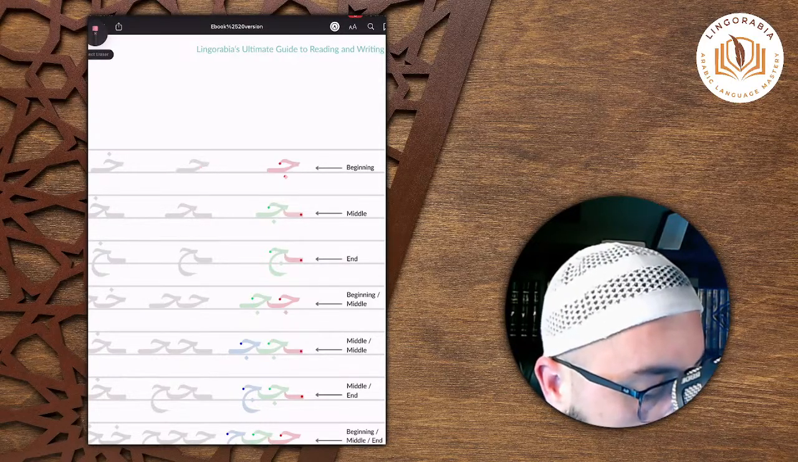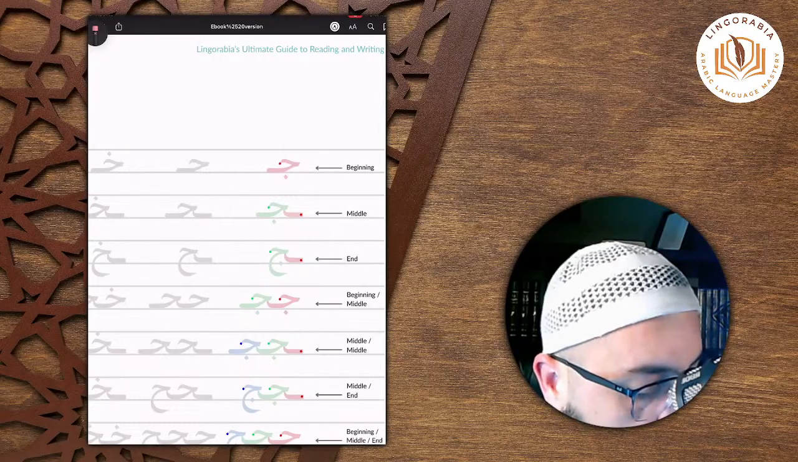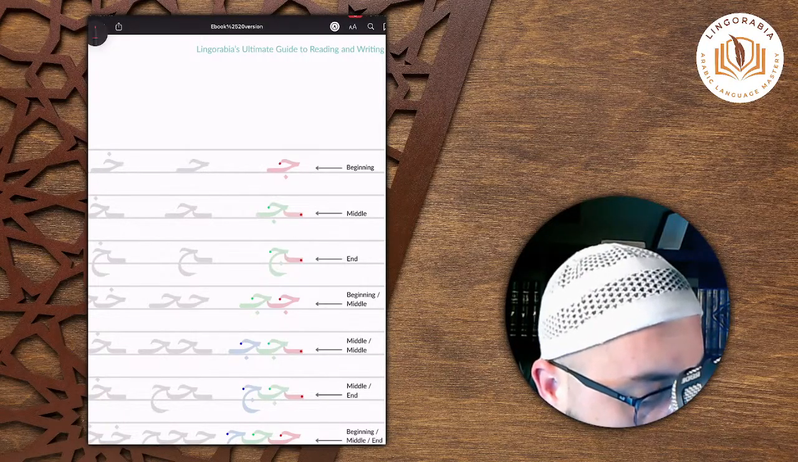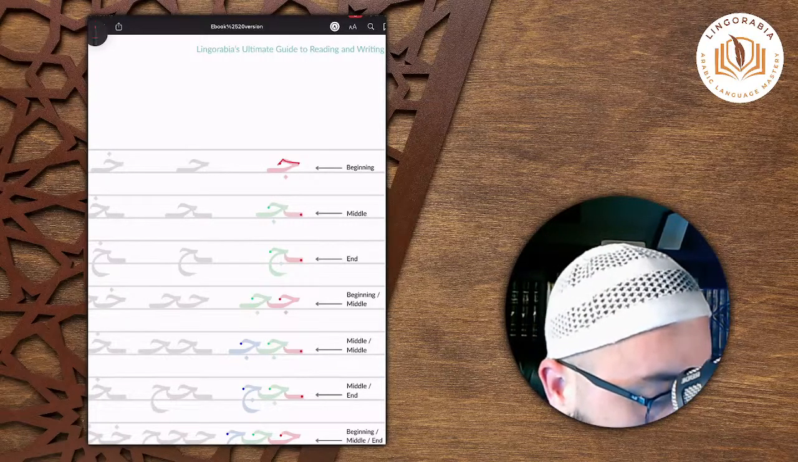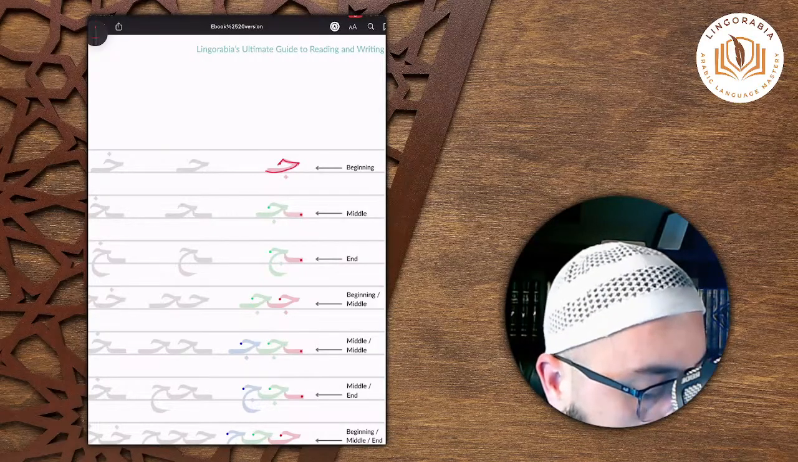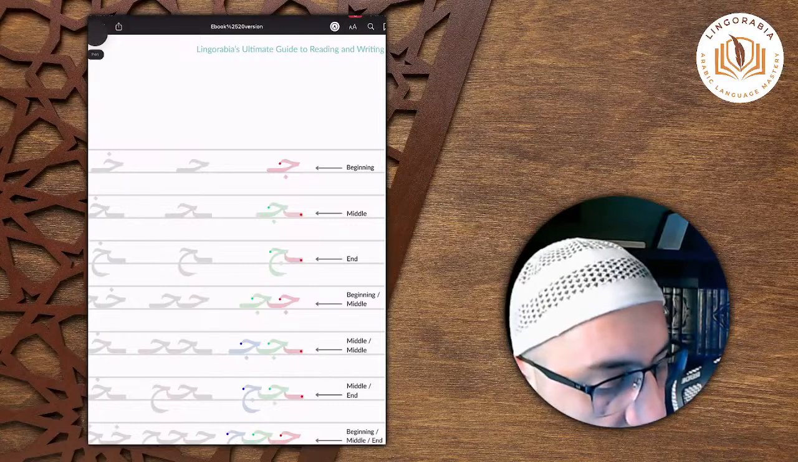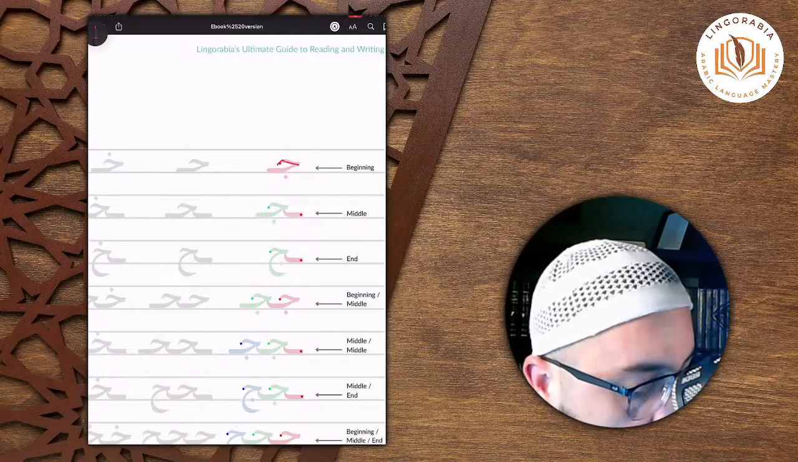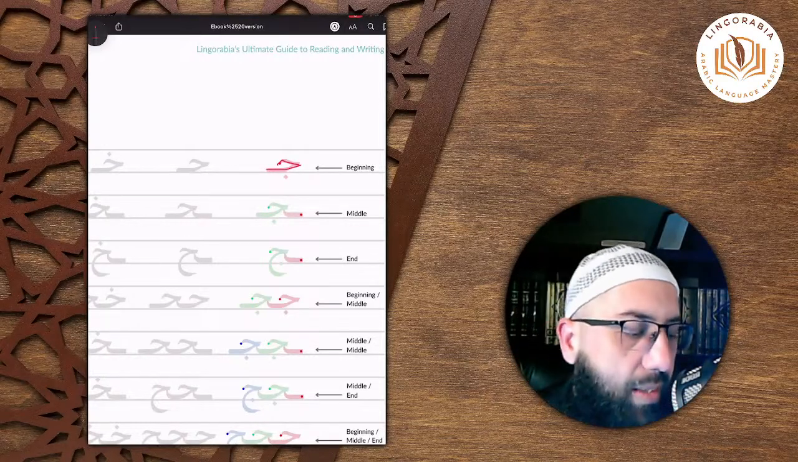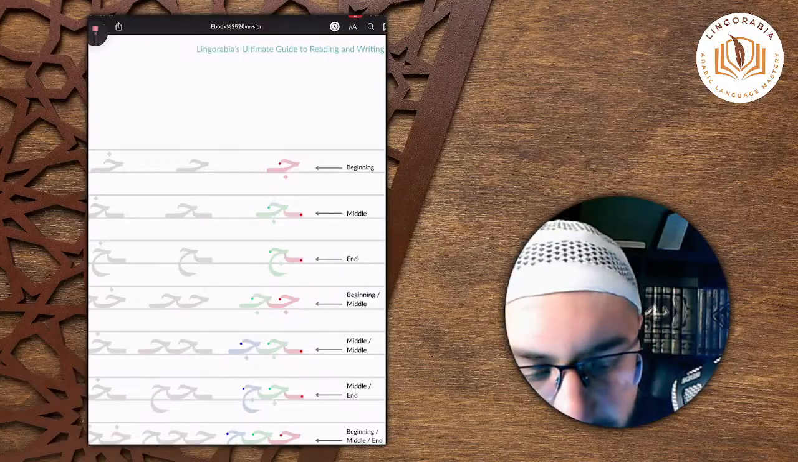You have to really go up a little bit. You go up a little bit, and then you go to the right, and then you go down and to the left. So up, to the right, and then to the left. That's how you write it. Is this clear for you guys?